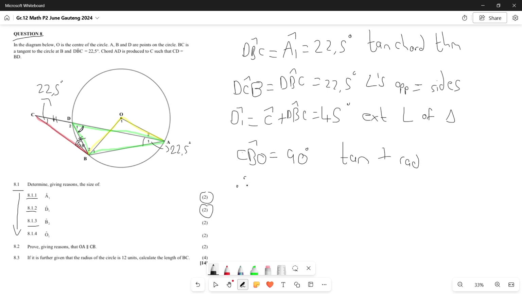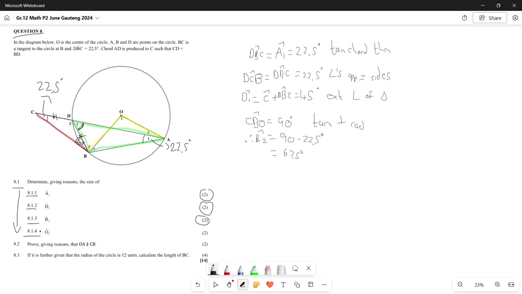And then what we can say for B2 equals 90 minus 22,5 degrees. This is just calculating now. We didn't have to say again that angle B over here equals 22,5. So we just need to show our working because we wrote down our statement and our reason. Now this is just a calculation, which means that B2 is 67,5 degrees. And that would earn us 2 marks over there.